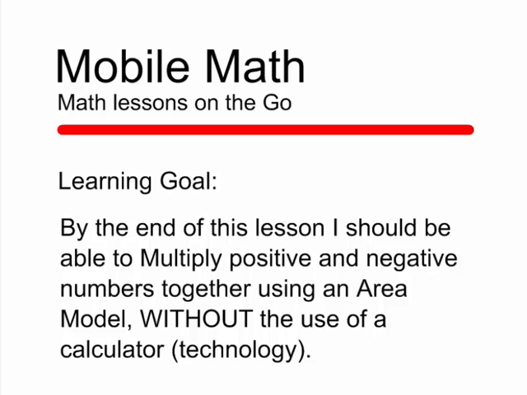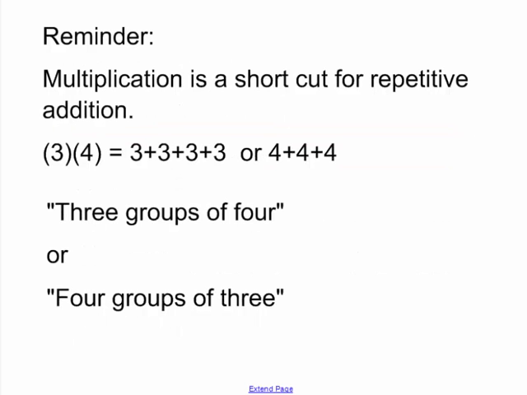Today's learning goal: by the end of this lesson, I should be able to multiply positive and negative numbers together using an area model. So we're going back to the area model, and we'll do this again without the use of a calculator. A quick reminder: multiplication is a shortcut for repetitive addition. So 3 times 4 is the same as 3 groups of 4 or 4 groups of 3.